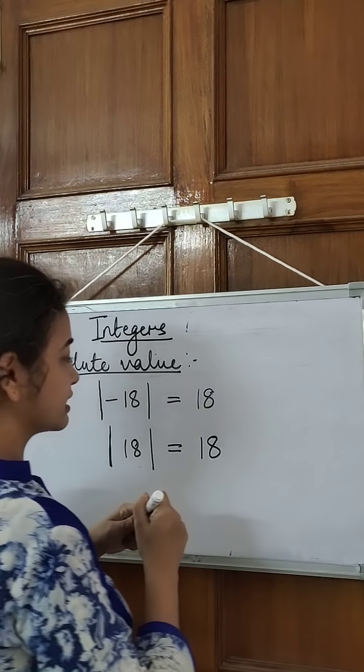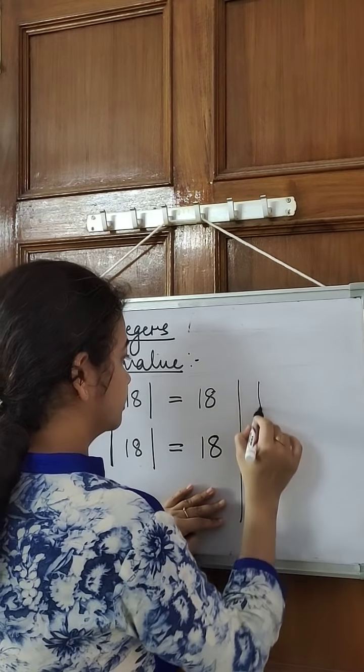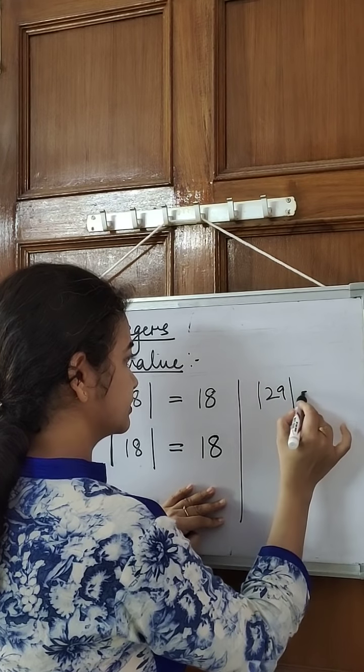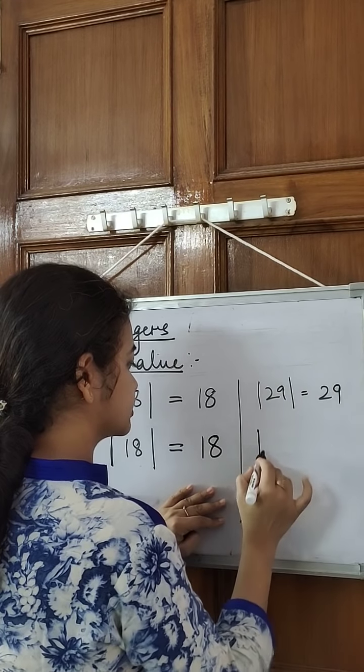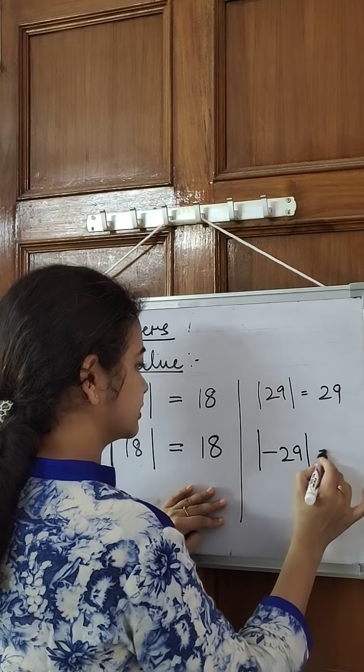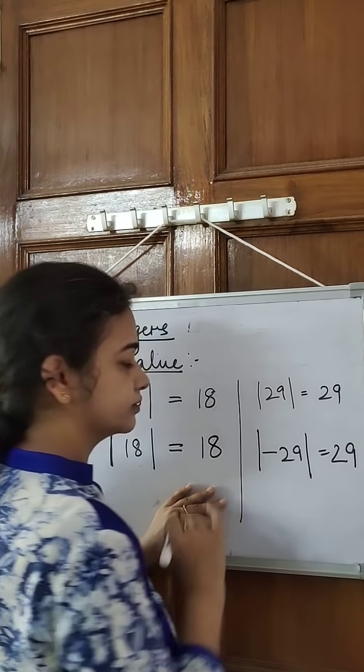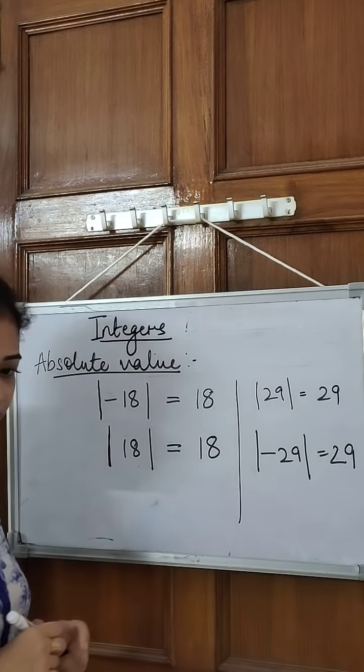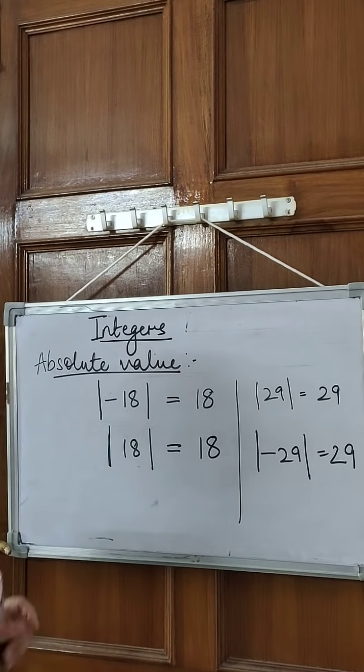Okay, let's take one more example. Absolute value of 29 is 29, and absolute value of minus 29 is also 29. Now with the help of this, we can compare numbers.